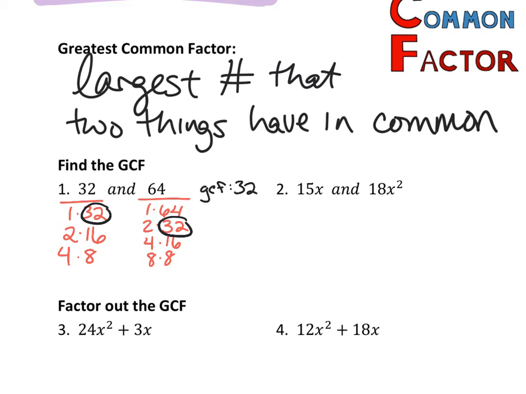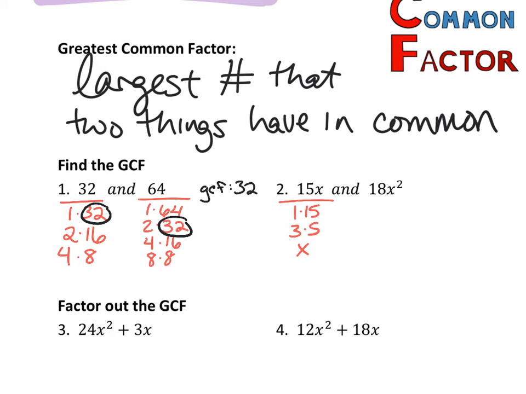Now we can do the same thing when I have letters and numbers mixed together. Help me out. What's the list of factors for just 15? Don't worry about the X. How do I make 15? 1 times 15. 5 times 3. Is there anything else? No, but then we also have a single X on this term, right? So I'm going to put the X down. Can't forget about it. The variables are important.